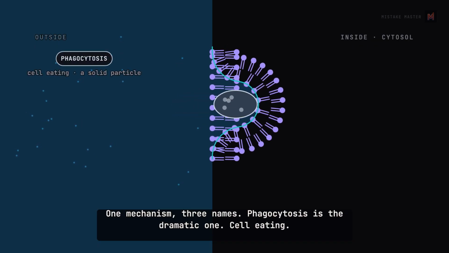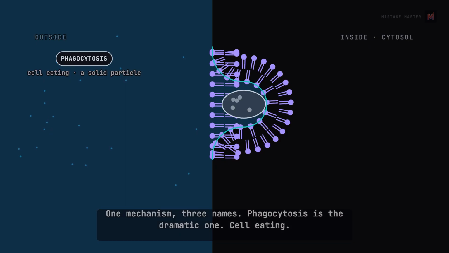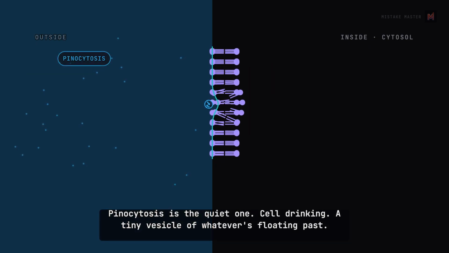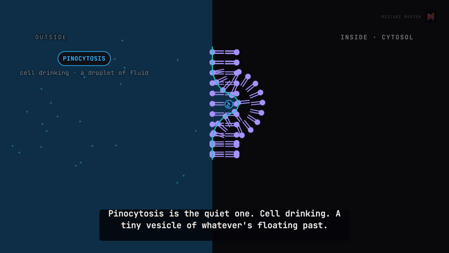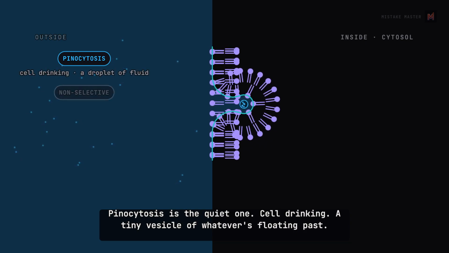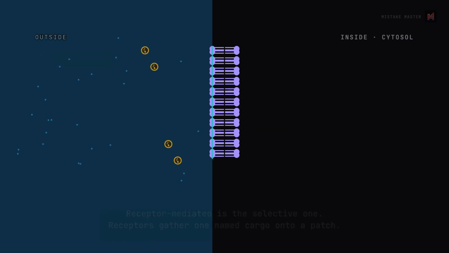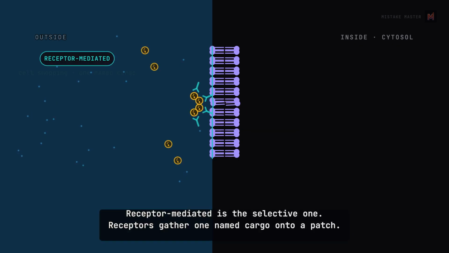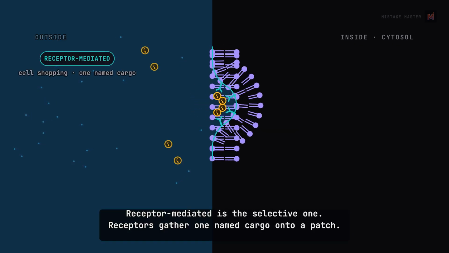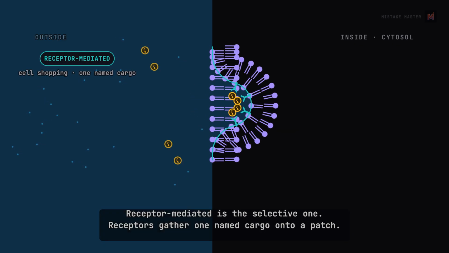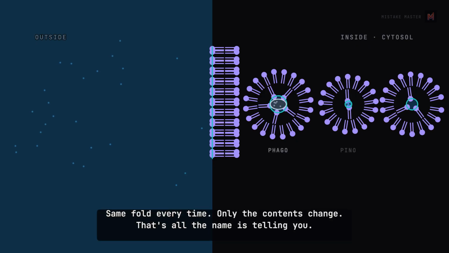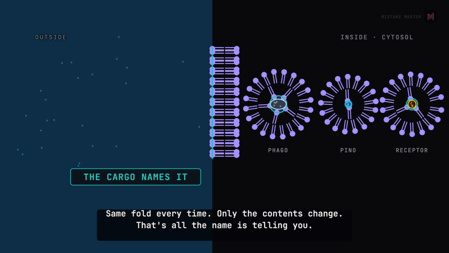Phagocytosis is the dramatic one, cell eating. Pinocytosis is the quiet one, cell drinking. A tiny vesicle of whatever's floating past. Receptor-mediated is the selective one. Receptors gather one named cargo onto a patch. Same fold every time. Only the contents change. That's all the name is telling you.